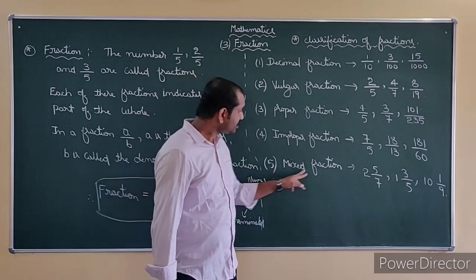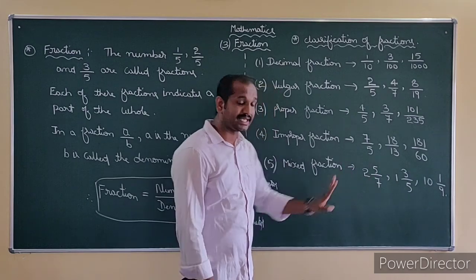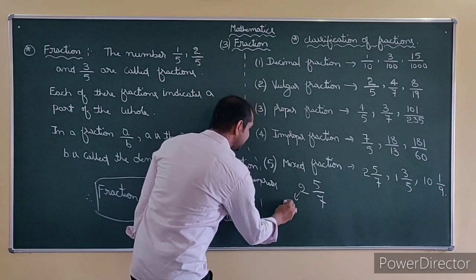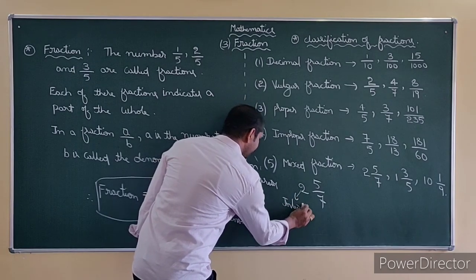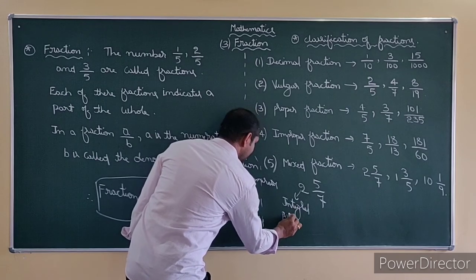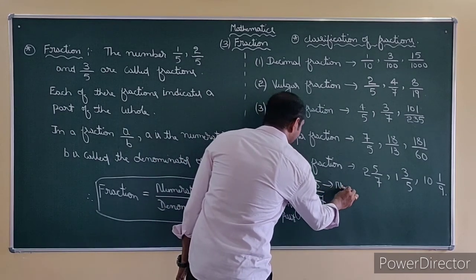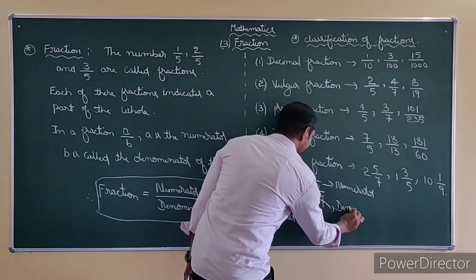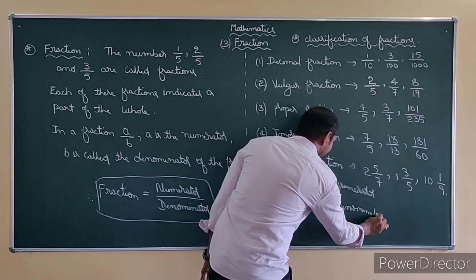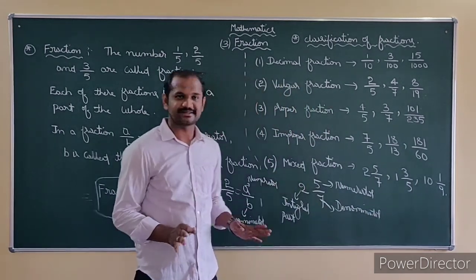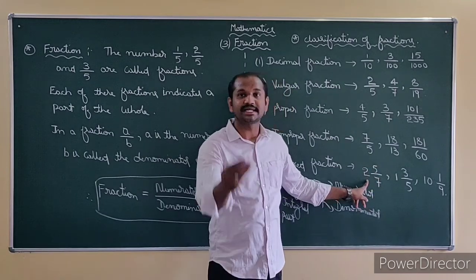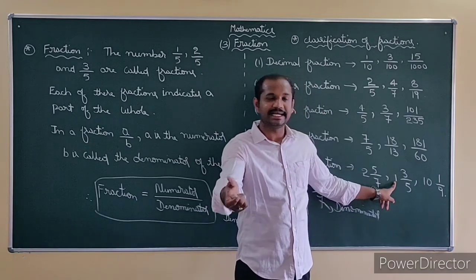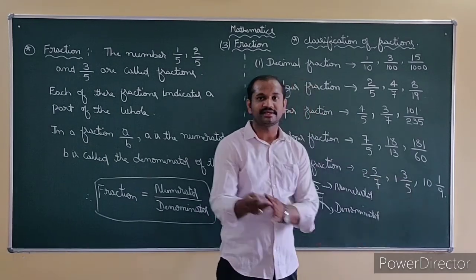Understand? So what do you mean by mixed fraction? Take 2 and 5 by 7. Here 2 is called the integral part, 5 is the numerator and 7 is the denominator. This is written even in the case of 6th standard, the same thing. So in a mixed fraction we call 2 the integer part or integral part. Take 1 and 3 by 5: 1 is the integer part or integral part, 3 is the numerator, 5 is the denominator.